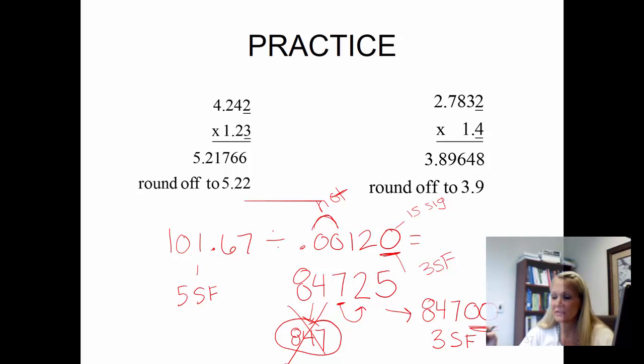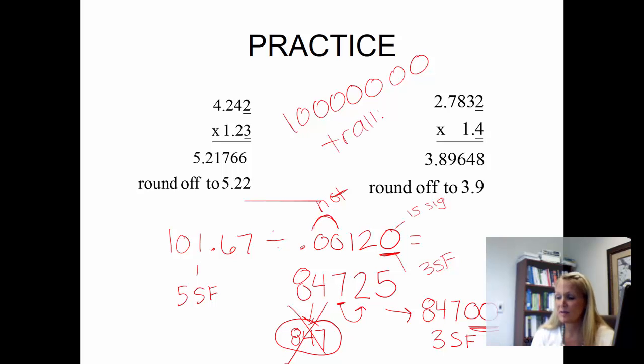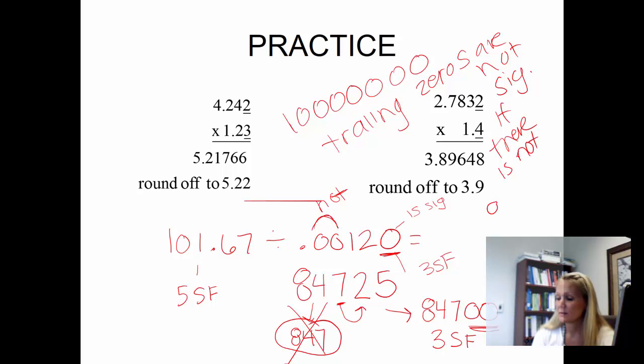Remember your rule for zeros. If zeros trail a non-zero digit, just like this, trailing zeros are not significant if there is not a decimal. So in this problem, we would have 1 significant digit. All of those zeros are not significant because there's no decimal place in that number.